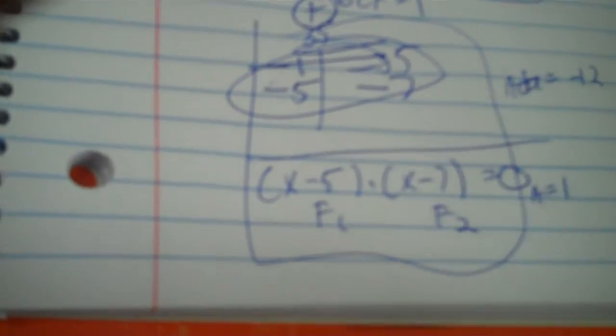F1, F2. So x minus 5 could equal 0, x minus 7 could equal 0. So we add 5, I get 5. Add 7, we get 7. 5 and 7 are the two answers.